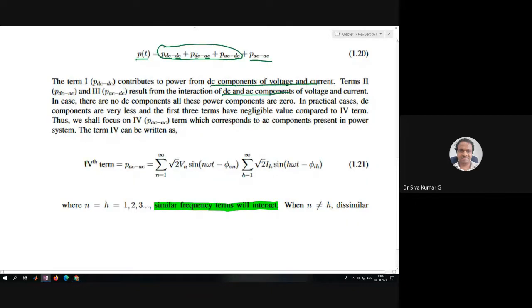This is the fourth term. We'll see about the interaction with respect to the similar frequency components, and then the dissimilar frequency. We will try to categorize the equation of the fourth term into similar frequency components and dissimilar frequency components.